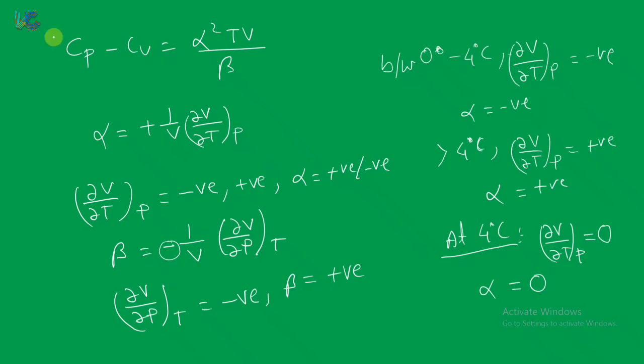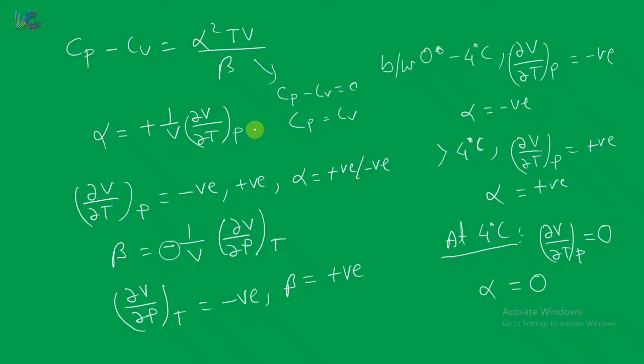Now let's see this equation. At 4 degree centigrade, alpha is 0. That means Cp minus Cv is equal to 0. From here you can write, at 4 degree centigrade, if Cp minus Cv is equal to 0, that means Cp is equal to Cv. So this is a special condition where Cp can be equal to Cv.